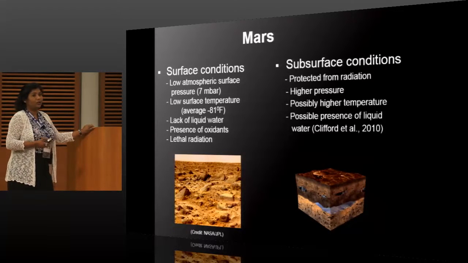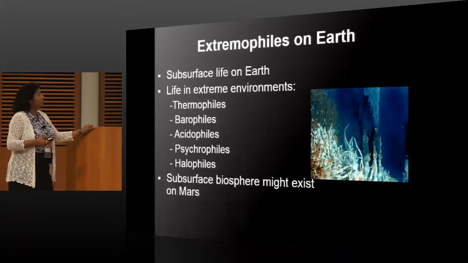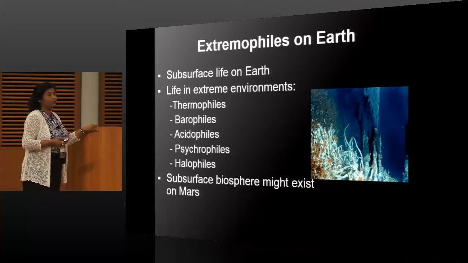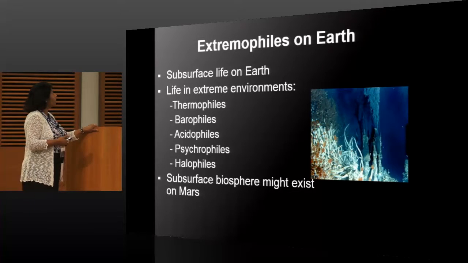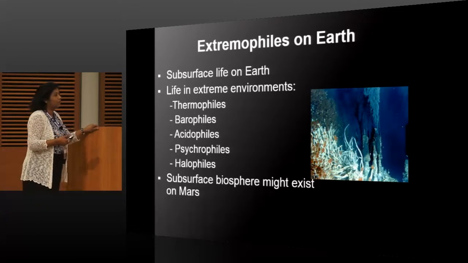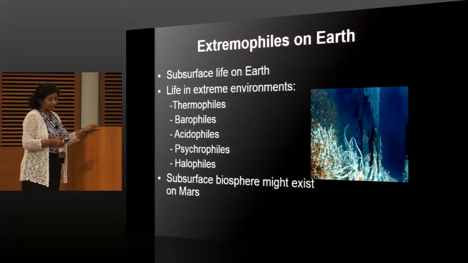form. On Earth, we know that where there is water, there is life. We have even found life several kilometers below the surface of Earth, and we are familiar with extremophiles. Based on their extreme conditions, they are classified into different groups such as thermophiles, barophiles, acidophiles, saccharophiles, and halophiles. So, similar to Earth, a subsurface biosphere could exist on Mars.